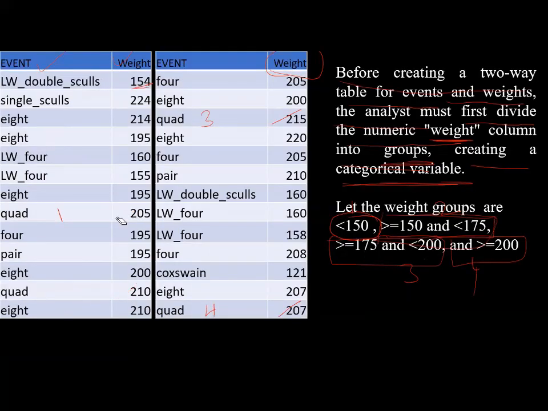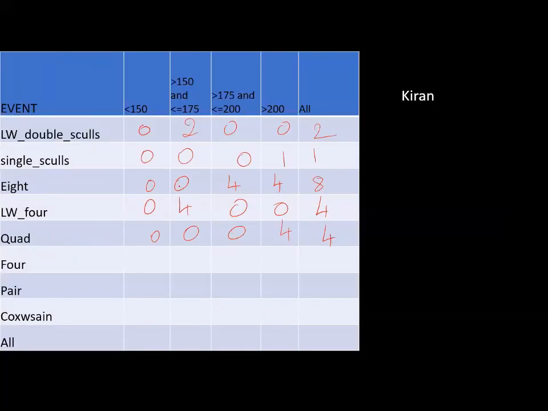So the next one is 4. 1, 2, 3, and 4. So this 195 is in the second category. Oh, third category. Third category. This is the fourth category. This is the fourth category. This is fourth. Total 4.